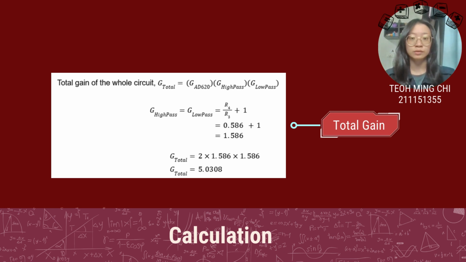The total gain of the whole circuit is G total equals G preamplifier times G high-pass times G low-pass. G high-pass and G low-pass are the same, which is R4 over R3 plus 1, and R4 over R3 was calculated before as 0.586, plus 1. At the end, we will get 1.586. And we just multiply all the values that we have, and we will get G total equals 5.0308.